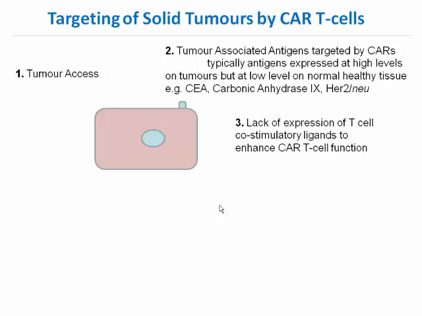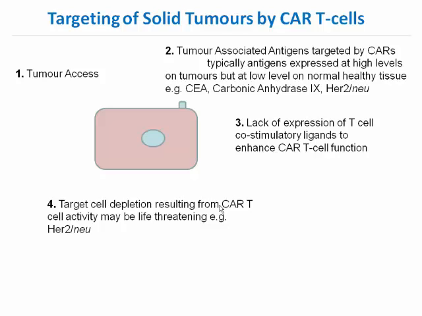Solid tumour cells live in an immune-suppressed environment, and so there's generally a lack of expression of the sort of ligands that T cells like, that may enhance CAR T cell function. Targeted T cell activity from CAR T cells could be life-threatening, and I'll discuss one example of this in a moment. And the immune-suppressive tumour environment really makes it a very unsavoury place for a T cell to be. So we need to think about how we're going to do this.